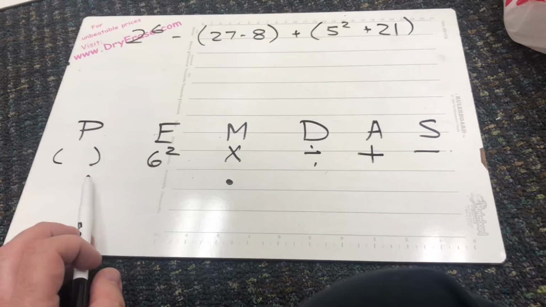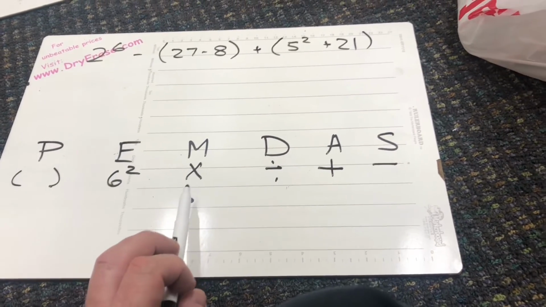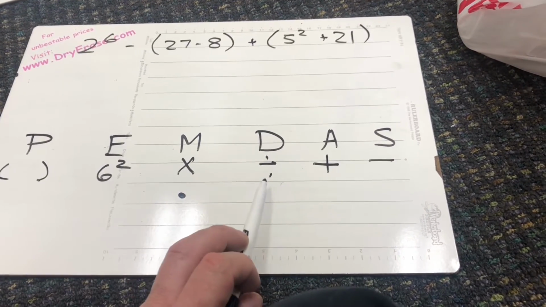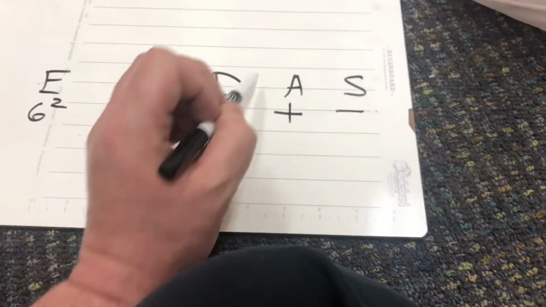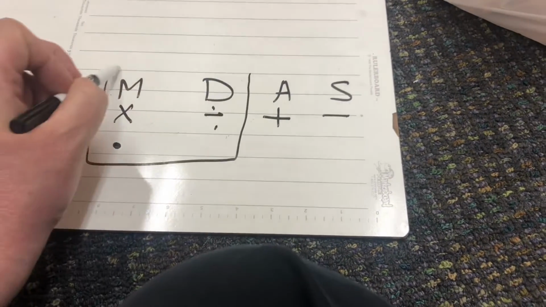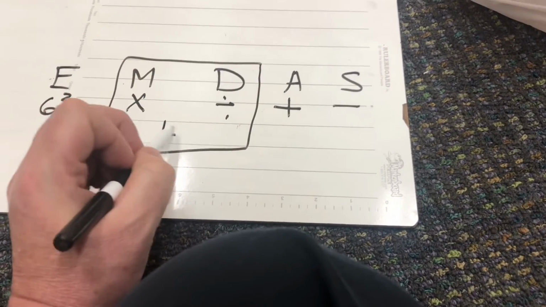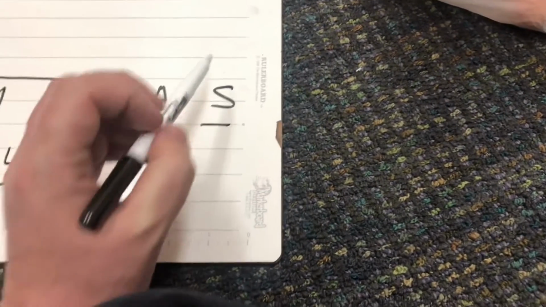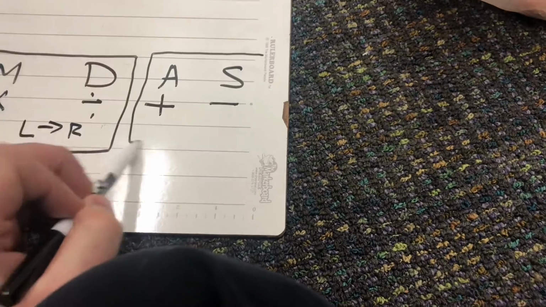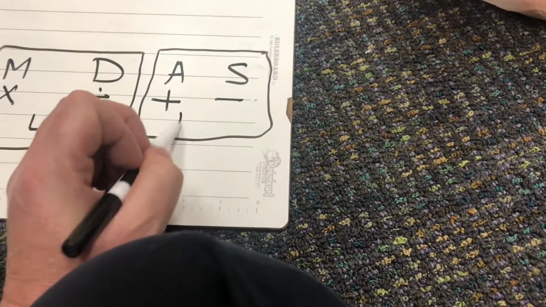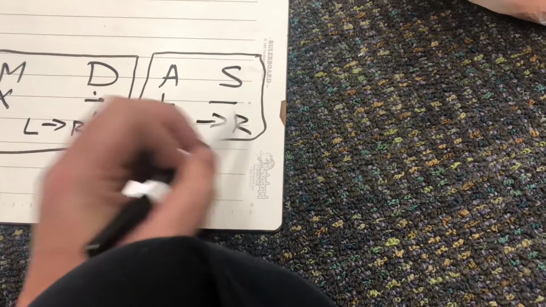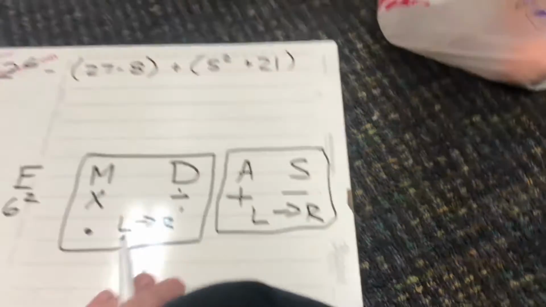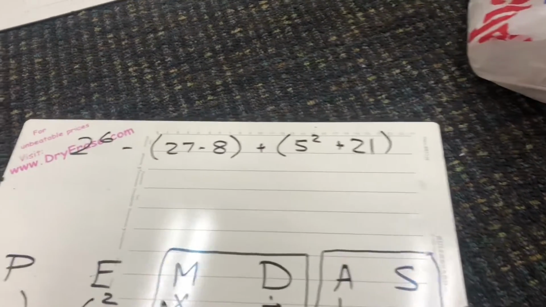So it would be parentheses, exponents. Now this does not mean multiply then divide. It actually means multiply and divide left to right. So these are kind of combined into one step. Same thing with addition and subtraction. It's not add and then subtract. It's add and subtract left to right. So let's just look at an example problem.